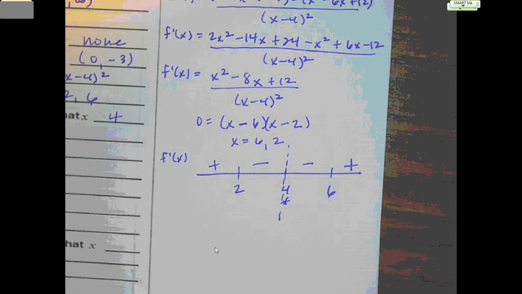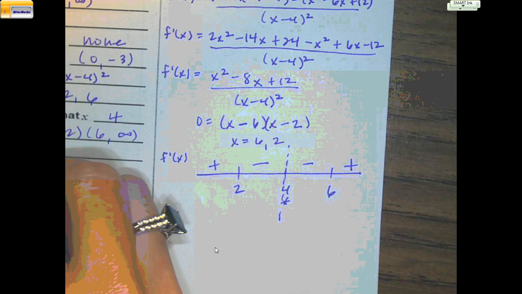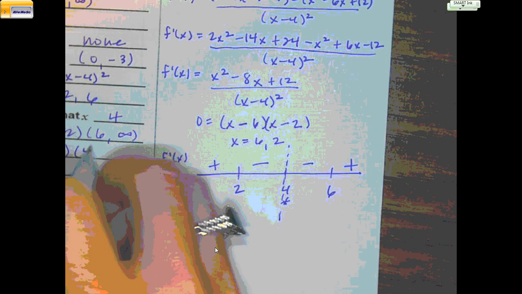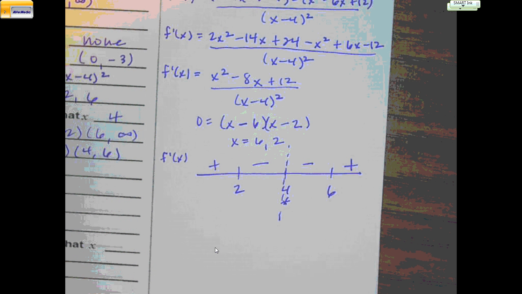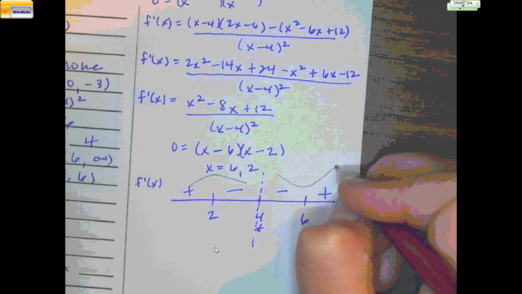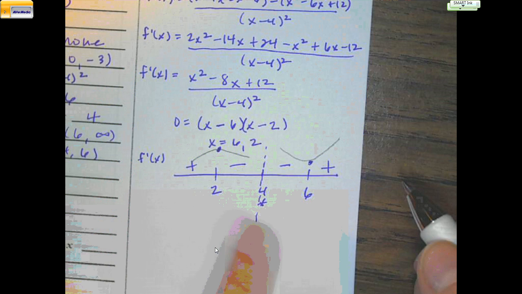So now we can tell where it's increasing and decreasing. We are increasing from negative infinity to 2 and from 6 to infinity. We are decreasing from 2 to 4 and from 4 to 6. Notice I didn't say 2 to 6 because at 4 the function doesn't exist. And I'm thinking, okay, increasing, decreasing, then there's a break. Decreasing, increasing. What does that tell you about 2 and 6? 2 is a maximum, 6 is a minimum.